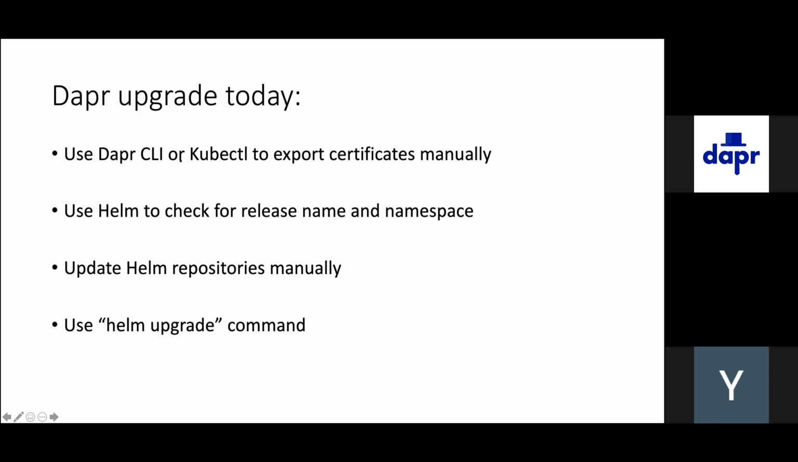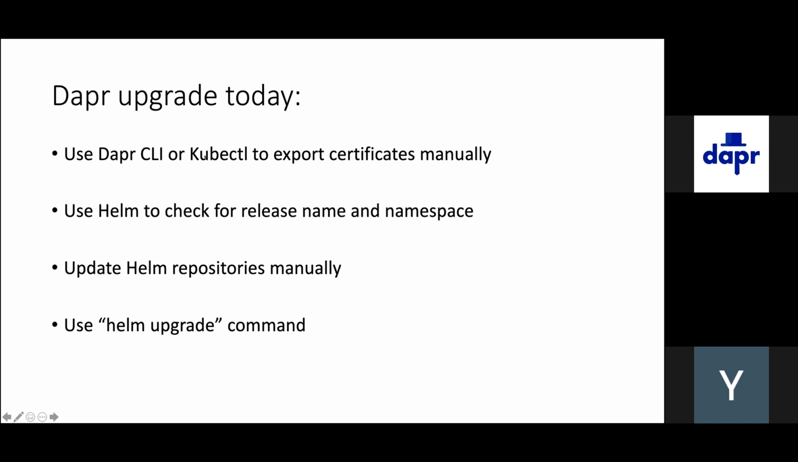So the first thing to do is use kubectl. If it's kubectl, it's a little longer. You do kubectl get secrets, and then you need to take the different fields and copy and paste them into files and save those files somewhere. In the Dapr CLI, we actually have a dedicated command for that. It's called dapr mtls export, and that'll just automatically save your certificates for you.